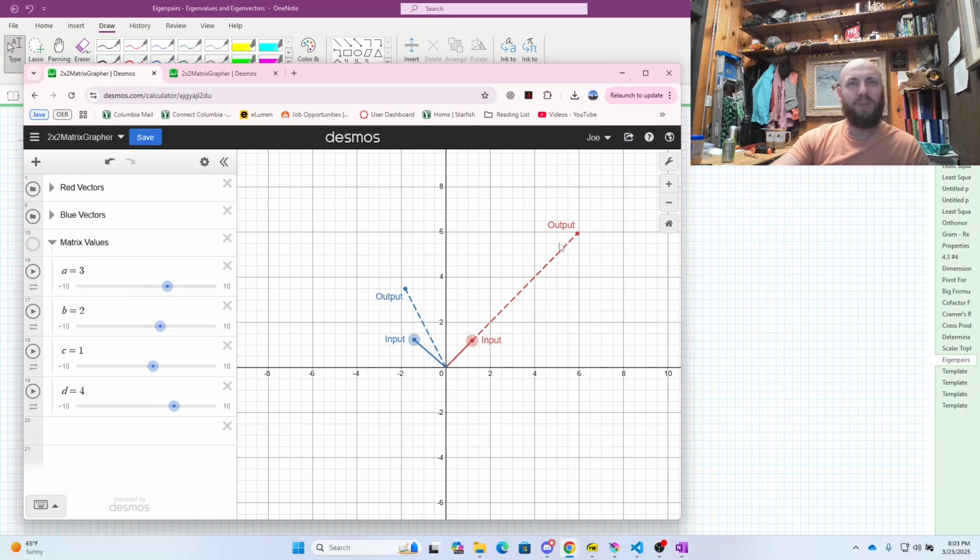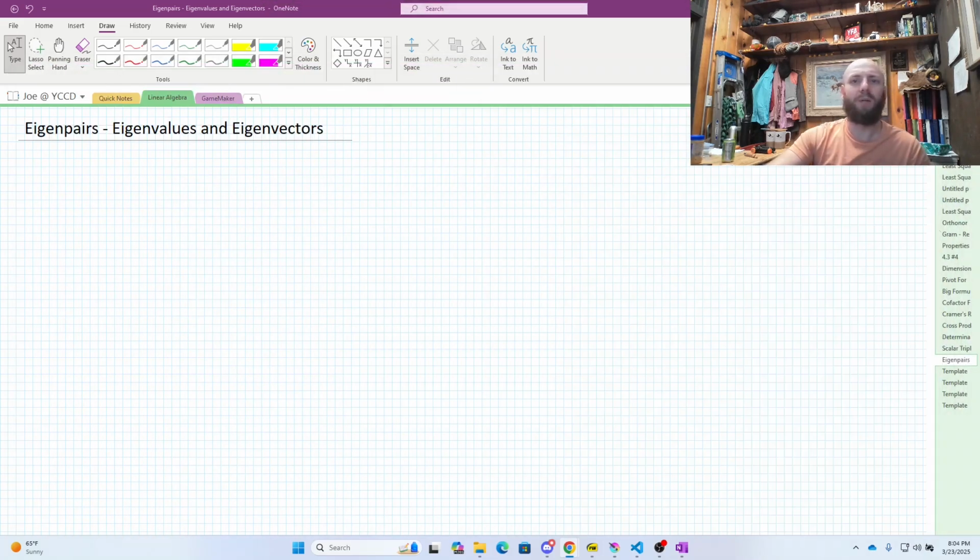What this means is that essentially the matrix takes this input vector and just makes it longer. I noticed there's another one of those over here as well, right? That's where this blue vector just gets made longer. So what is the deal with that? It feels a little funny. That's kind of what we're here to talk about.